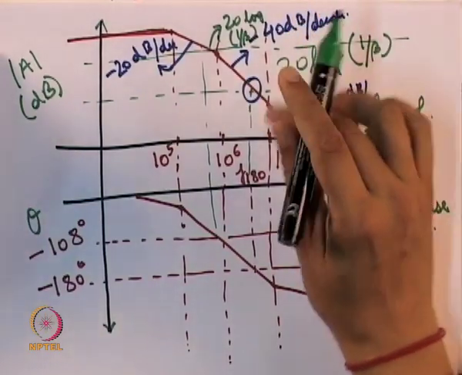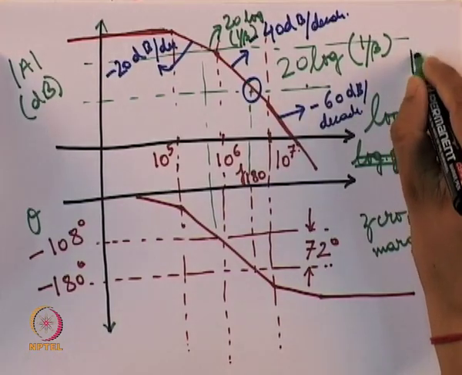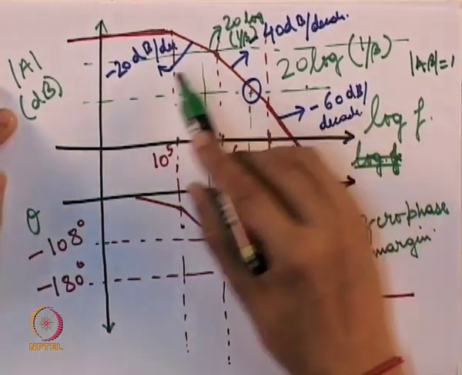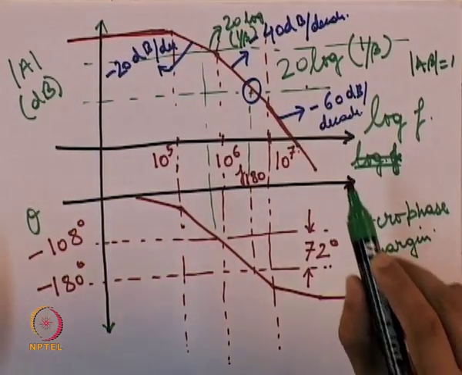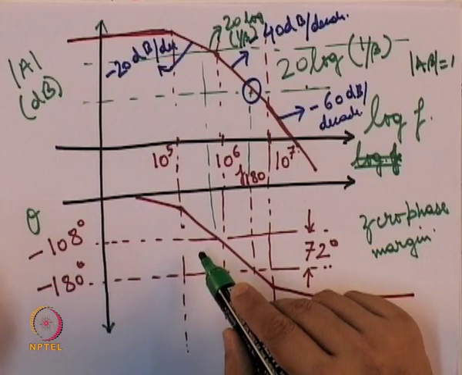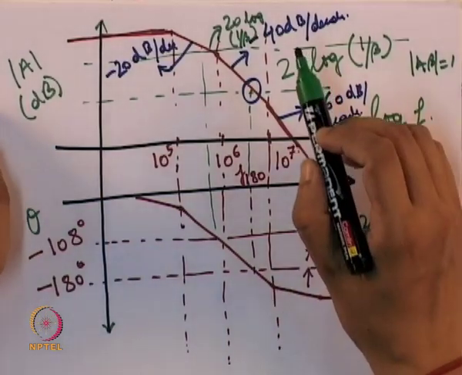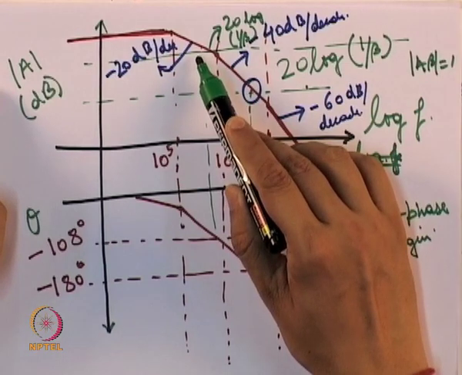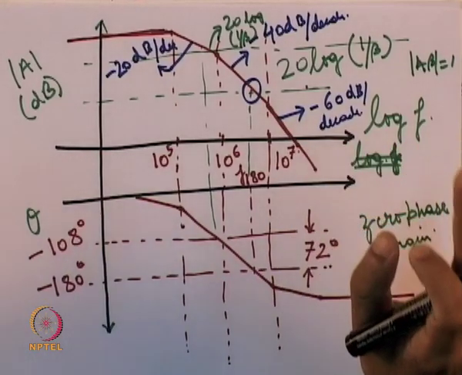The system will be unconditionally stable because even though the magnitude A beta is becoming equal to 1, because the feedback network line passes through the minus 20 dB per decade region, the phase will never exceed minus 180 degree. Hence, if we have our feedback network such that it passes through the minus 20 dB per decade region, then we can say that the closed loop system will continue to be unconditionally stable.